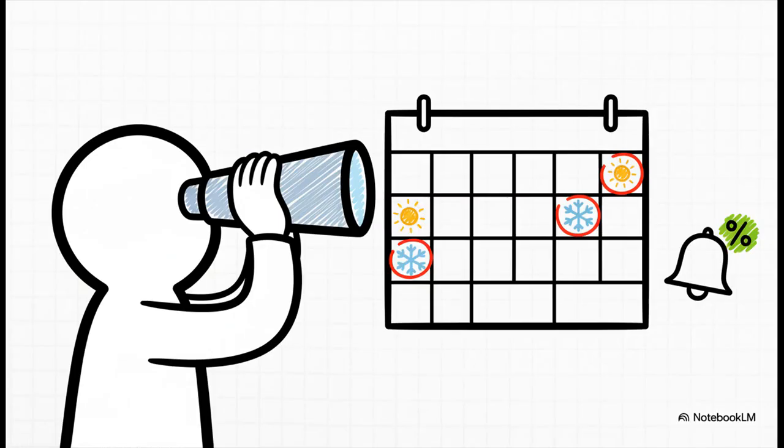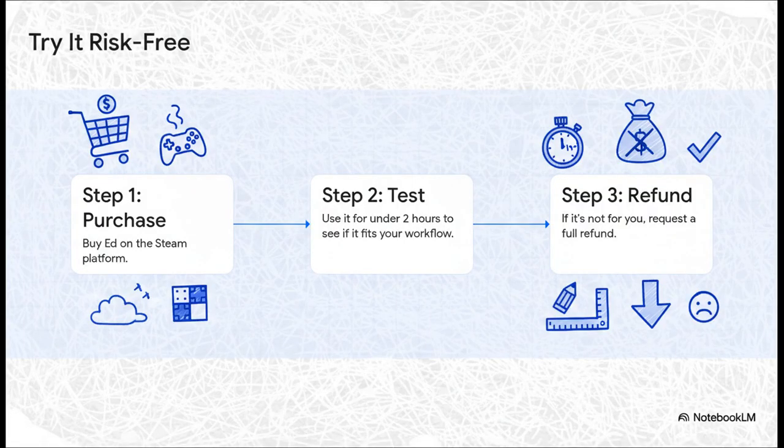So here's a little pro tip for you. If you want the absolute best price, you just got to be a little patient. Keep an eye out for those huge seasonal Steam sales, the summer sale, the winter sale. Or follow the developer directly. That's usually when you'll find the best deal. But check this out, this is probably the best part. There's a way you can try it completely risk-free. Thanks to Steam's refund policy, you can just buy Ed, play around with it for up to 2 hours, and if you decide it's not for you, you can get a full refund. No questions asked. It's pretty much a free 2-hour full access demo. There's literally no reason not to try it.